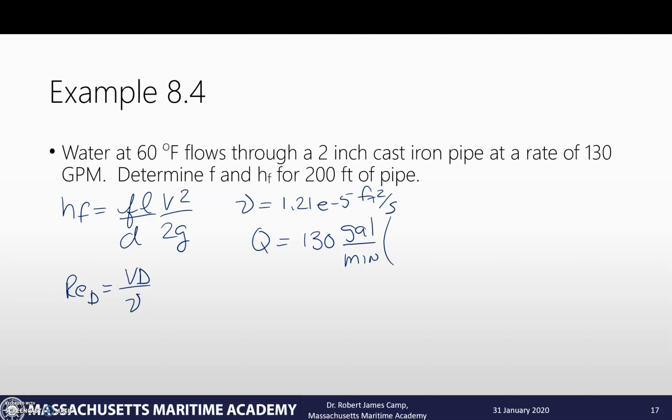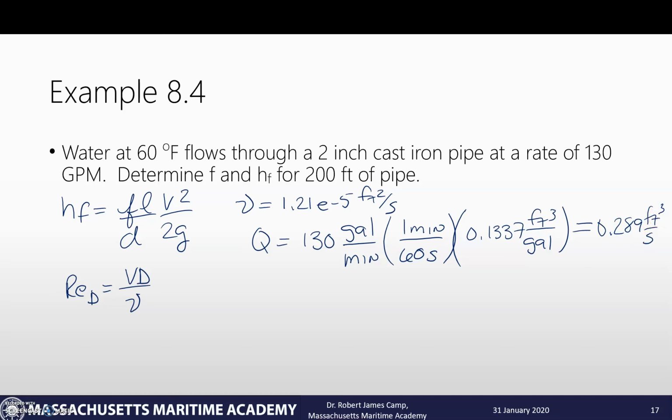So what I'm going to do, well, 1 minute is 60 seconds. So that gets me gallons per second. And then I have 0.1337 cubic feet per gallon. And so if I convert all that out, that's going to give me cubic feet per minute. So after bashing that in the calculator, we should get 0.289 feet per second, cubic feet per second.